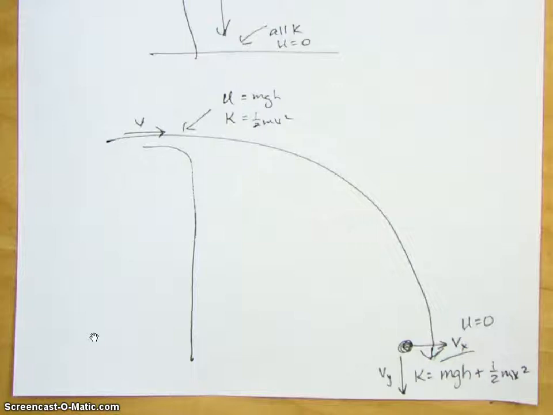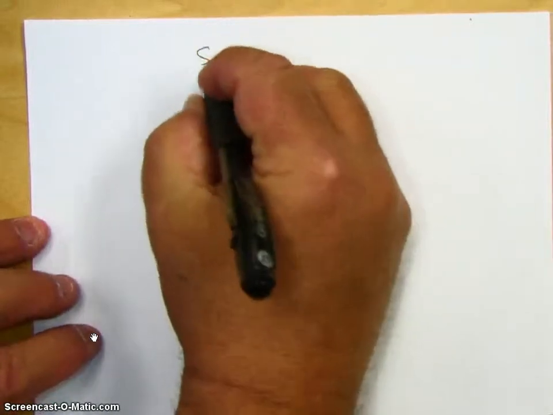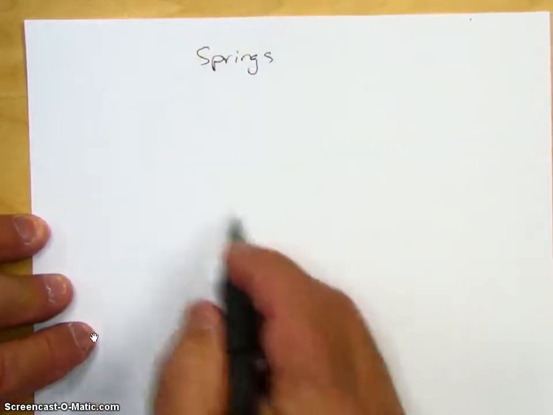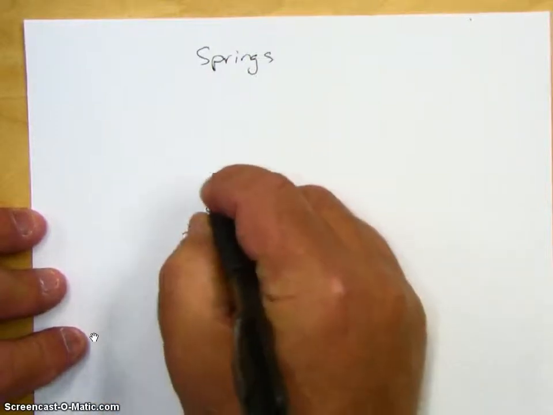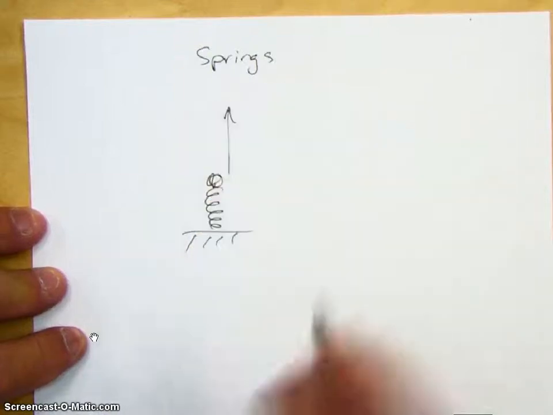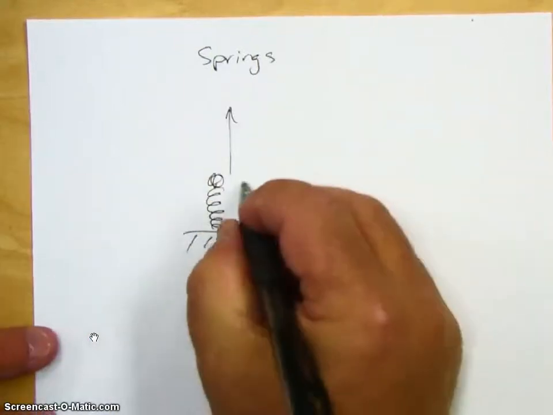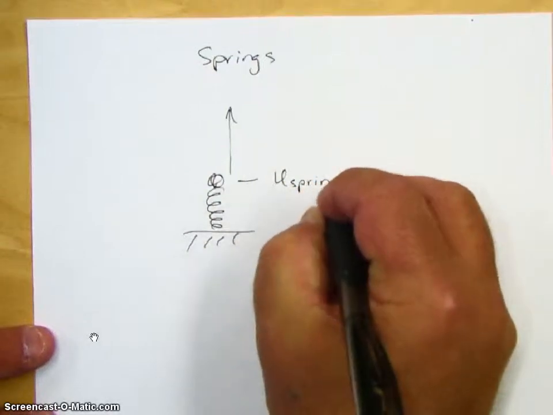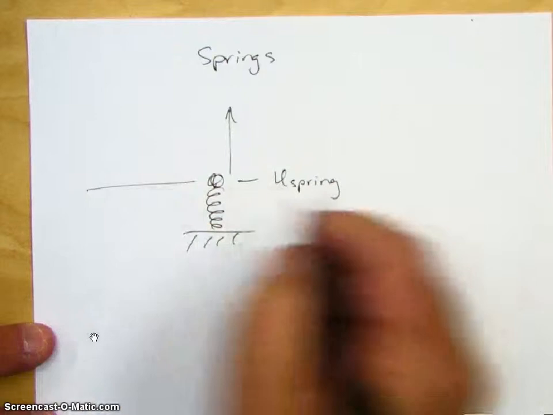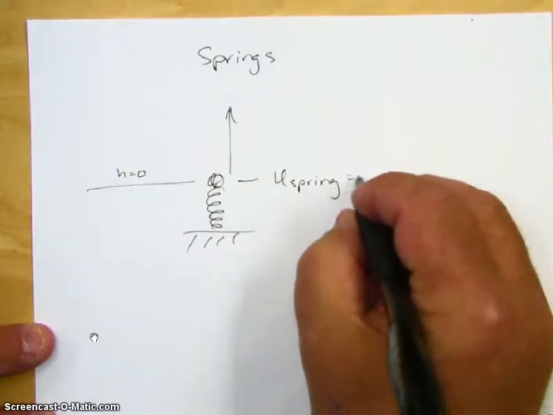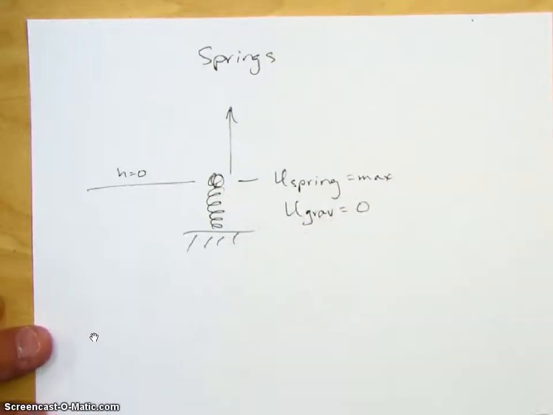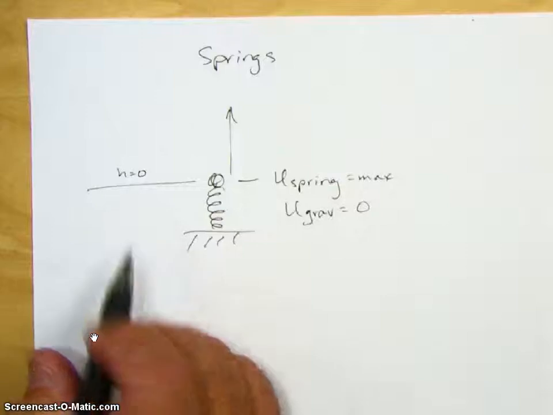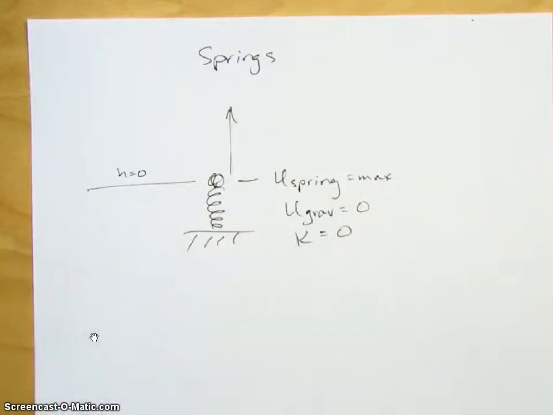Now, one last thing to throw in about this is it's a great way also to incorporate springs. So let's say I'm going to take a dart gun, and I'm going to load something up this way, put something on that spring, and shoot it up in the air. At the bottom, I'm going to have spring energy. Now, I'll still call that bottom part h equal to 0, so therefore the spring energy is going to be max. The gravitational potential energy is going to equal 0, because I called that h equal to 0. And of course, it's not moving at the bottom, so K is equal to 0.